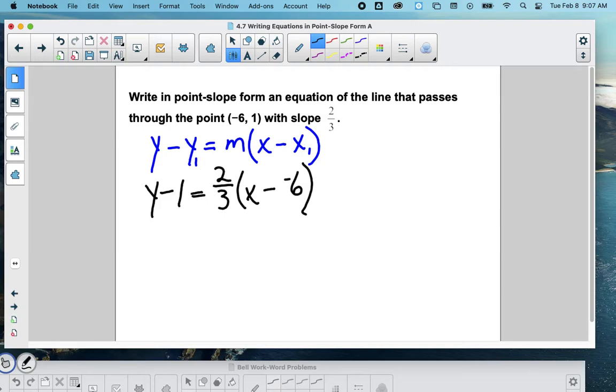What's the rule of subtraction? That's right. Look at what it was. It wasn't. Yes, and that's going to change everything else. Don't forget your rules of integers.